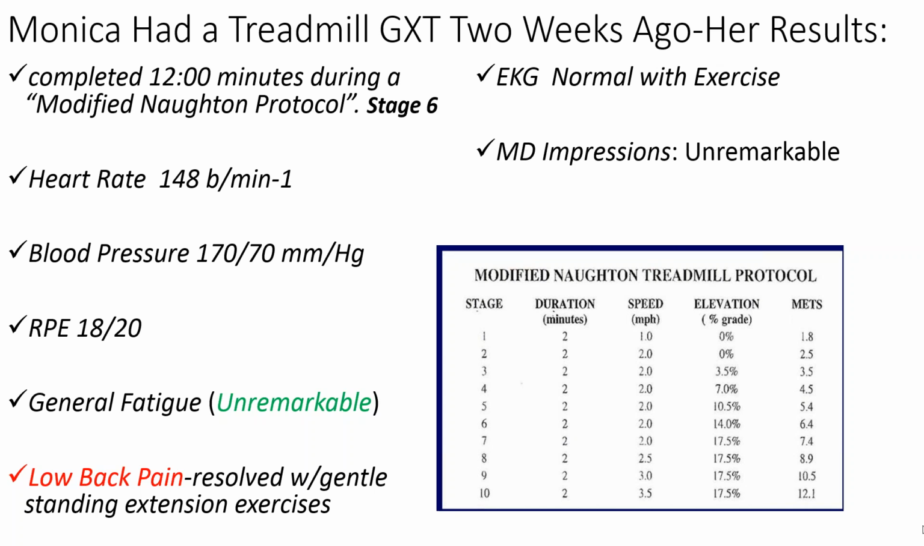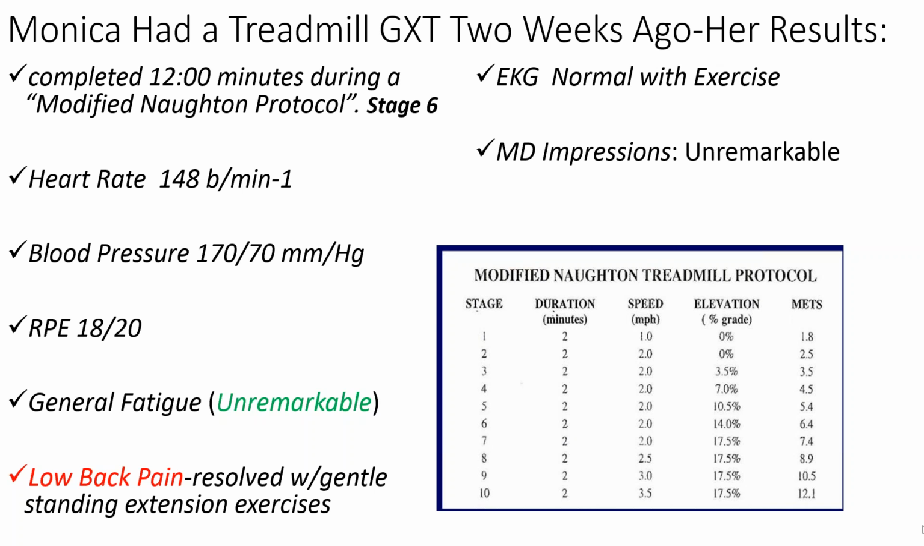During the test, she was able to get to a peak or near maximal heart rate of 148 beats per minute. Her blood pressure was 170/70 millimeters of mercury, and her Borg scale rating of perceived exertion was 18 out of 20. The test ended, and she experienced just general fatigue. Her physician stated that it was an unremarkable test.